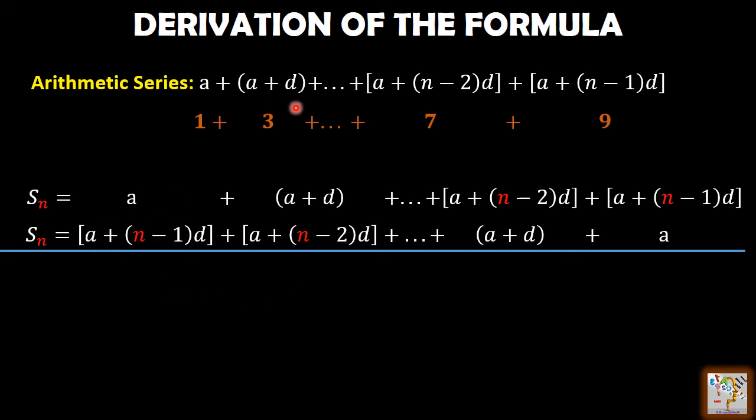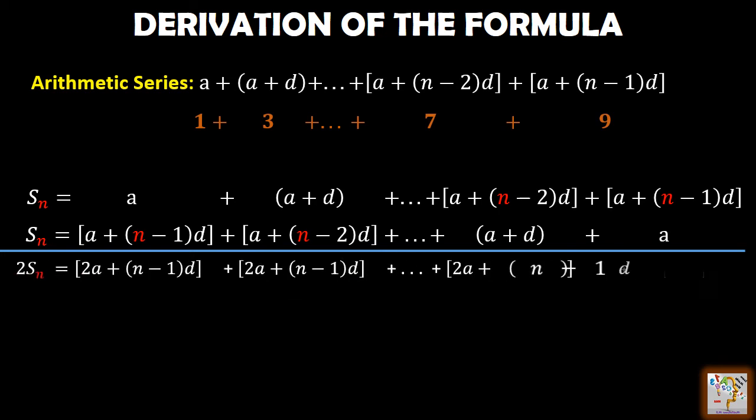But remember, when we were adding 1 to 9, we got the same thing: 10, 10, 10, 10. So the sum of these corresponding terms will be the same throughout. If the sum of the first and last is 2a plus n minus 1 into d, then it will be the same throughout. So our 2Sn will be equal to 2a plus n minus 1 into d, the same way that we got 10, 10, 10, 10. And remember, we are not going to take all of them, we take only one.